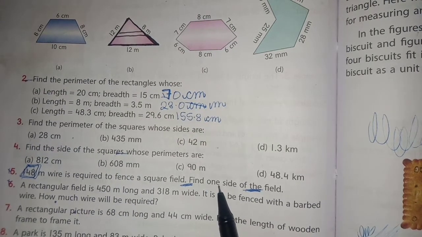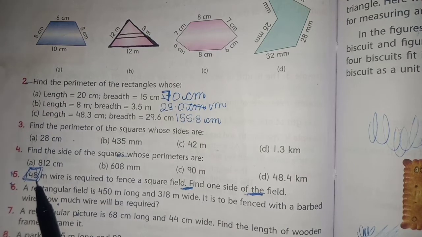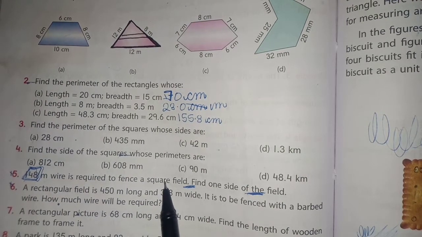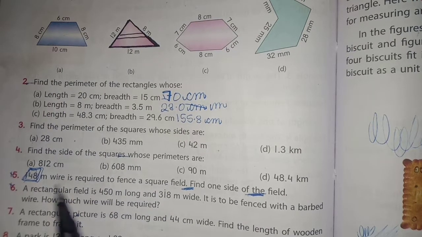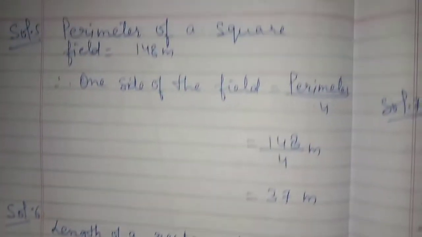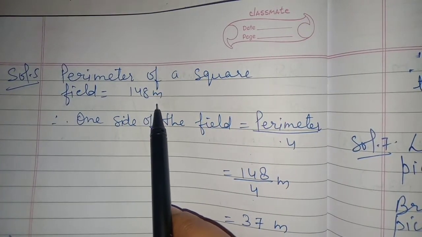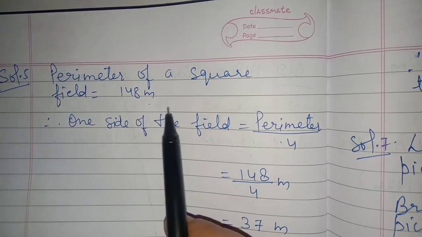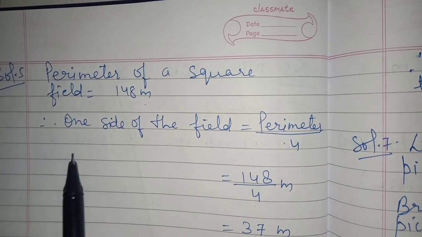So find one side of the field. Here the length of the wire that is required to fence the square field will be the perimeter of the square field, and with the help of this perimeter we will find the side of the field. So let us do it. Perimeter of a square field is 148 meter, the length of the wire that is required to fence the square field.